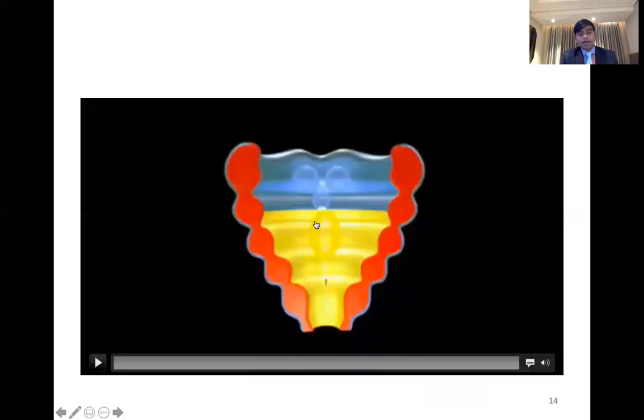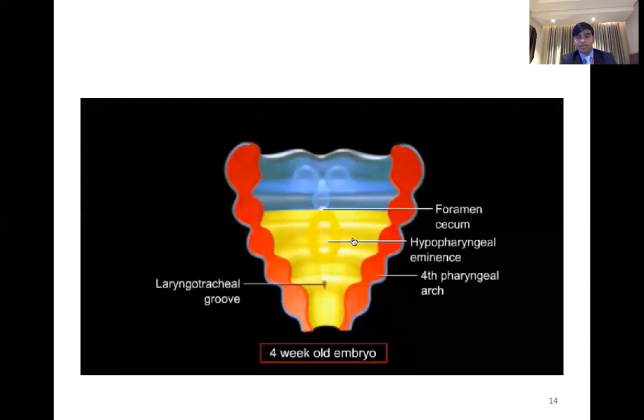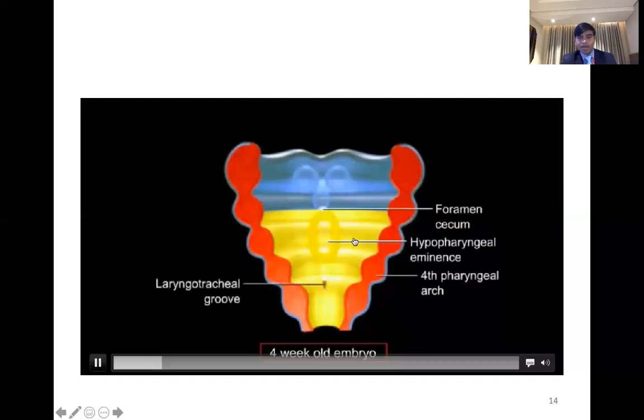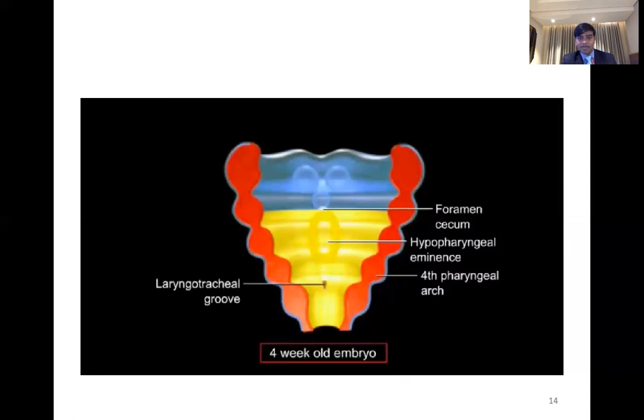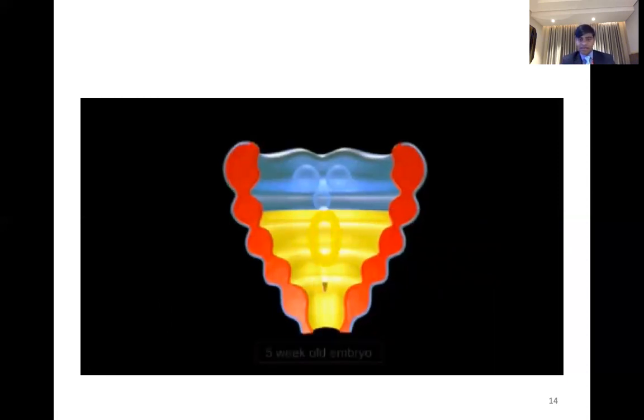Now, in this diagram, whatever we have discussed, we'll just try to summarize. So this is a video showing this development. You can appreciate over here the formation of the laryngeal opening at the 4th week of the embryo. Over here, you can see the foramen cecum, hypopharyngeal eminence, and the 4th pharyngeal arch, and the appearance of the laryngotracheal groove in the floor of the pharyngeal gut.